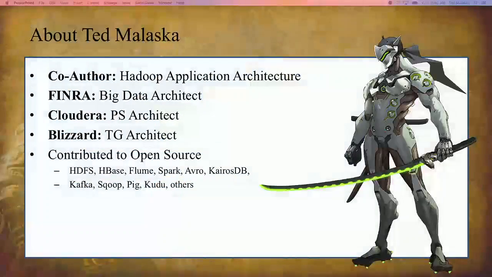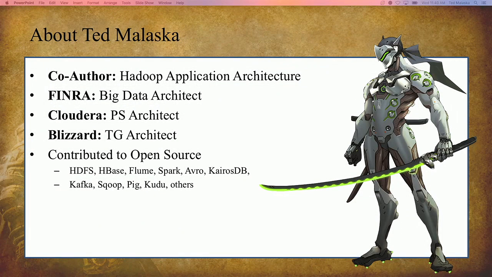So this is the slide just to say that I know what I'm talking about. I wrote a book. I used to work for a company called FINRA. If you haven't heard about it, if you're in financials, you'll hear about it. They categorize all the data from the stock markets into large graph databases. Then I worked for a vendor called Cloudera for about 4 years, working with about 100 different companies. And now I'm the technical group architect for Blizzard, doing all their data, cloud, and tests.